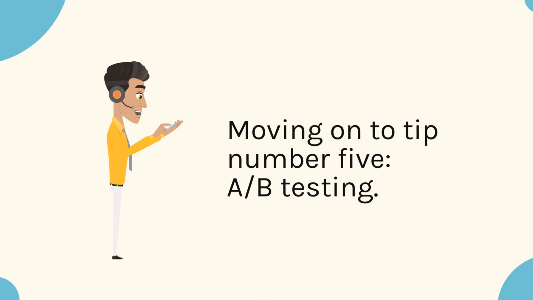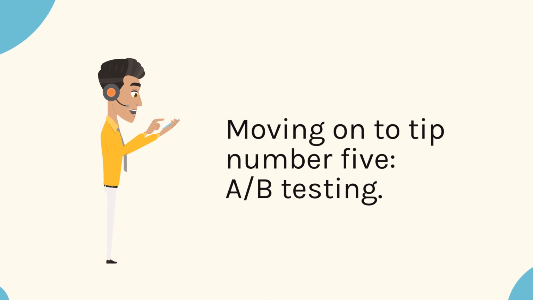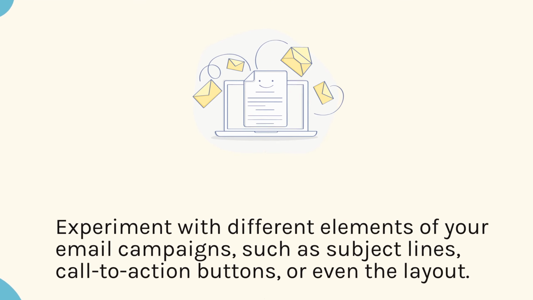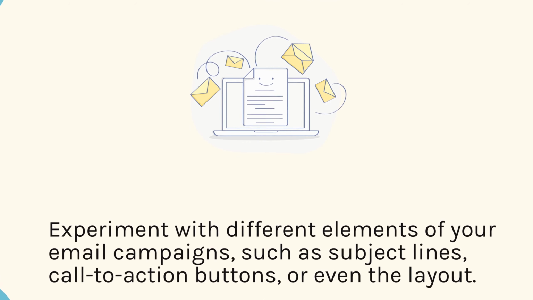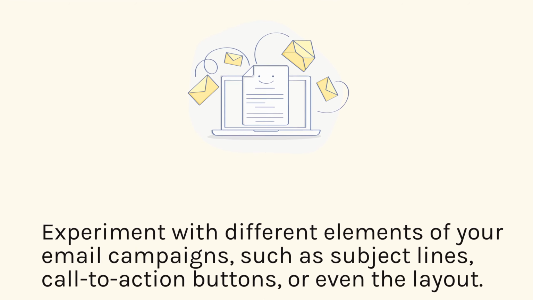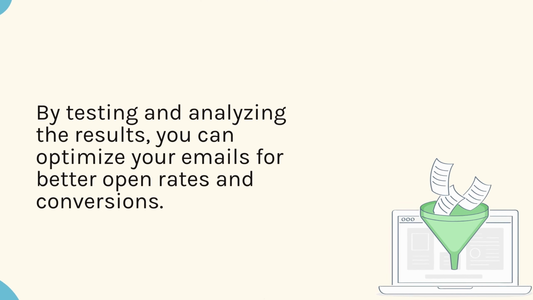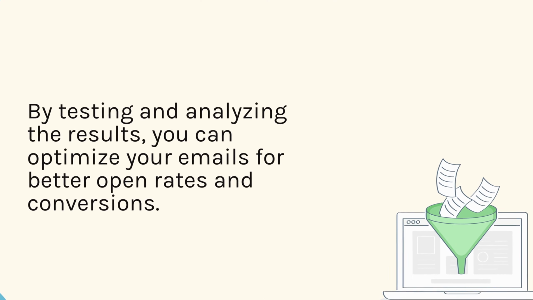Moving on to tip number 5, A/B testing. Experiment with different elements of your email campaigns, such as subject lines, call to action buttons, or even the layout. By testing and analyzing the results, you can optimize your emails for better open rates and conversions.